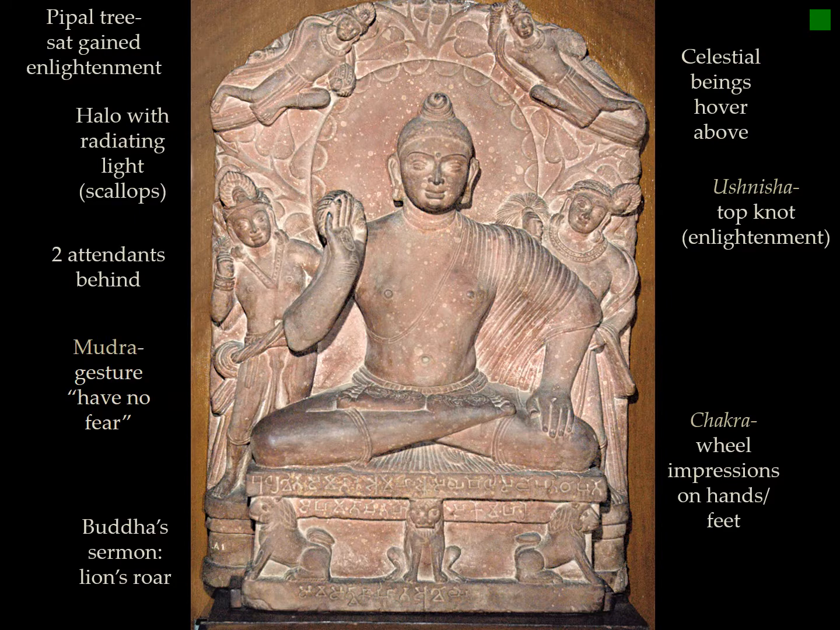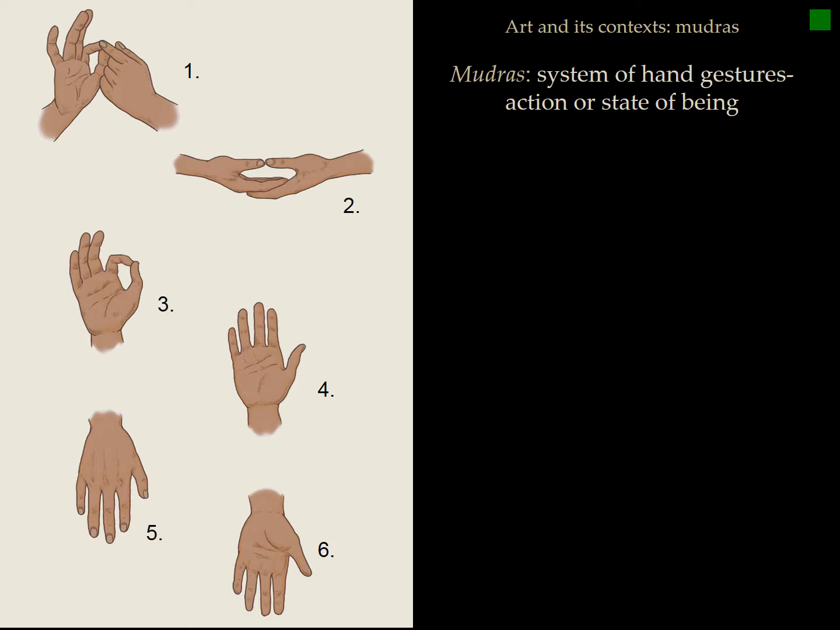The mudra, or the gesture that Buddha is giving here, has him lifting his hand. This mudra means specifically, have no fear. Now, the different hand gestures that Buddha makes are significant, and they all mean something. They come from a system of hand gestures, whereby an action or state of being is referenced by way of where the hand is going to be held, or mudras.